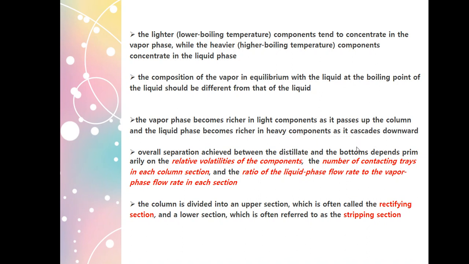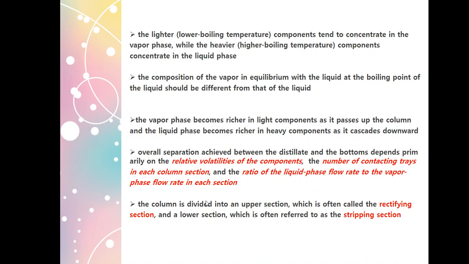Now, overall separation in distillation can be achieved between the distillate and the bottoms depending primarily on these factors. So it could be the relative volatilities of the components, the number of contacting trays in each column, and the ratio of the liquid flow rate to the vapor phase flow rate in each section.